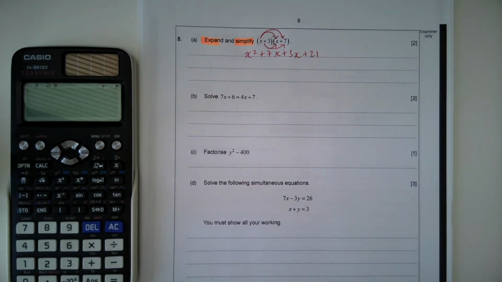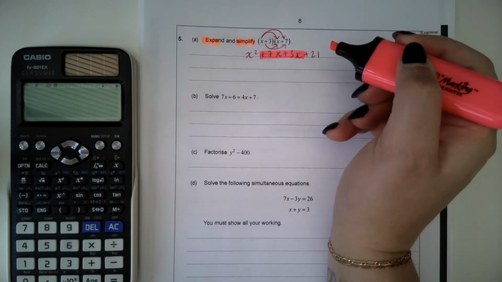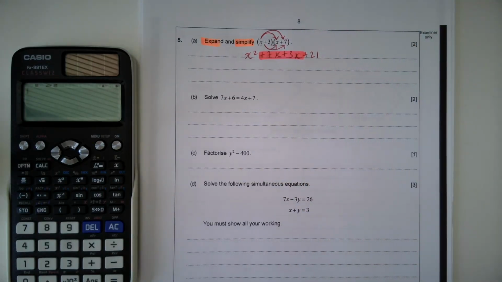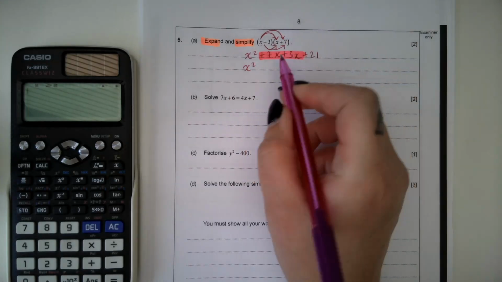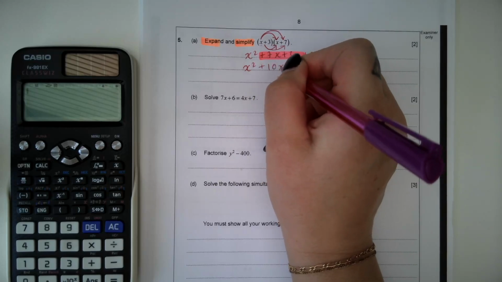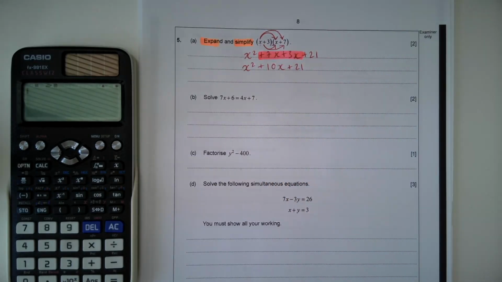So that's going to get me 1 mark for any 3 of those being correct, guys. But it says expand and simplify, so I need to collect like terms for these x terms. So we have x squared, but then we have 7x add 3x. So we have 10x in total with plus 21 on the end there for full 2 marks.